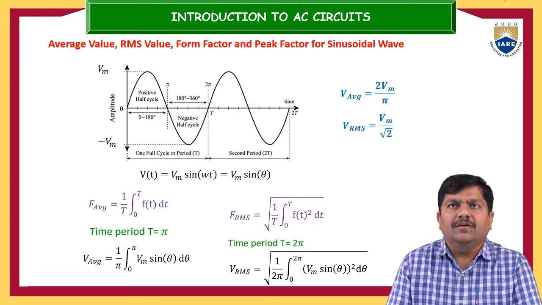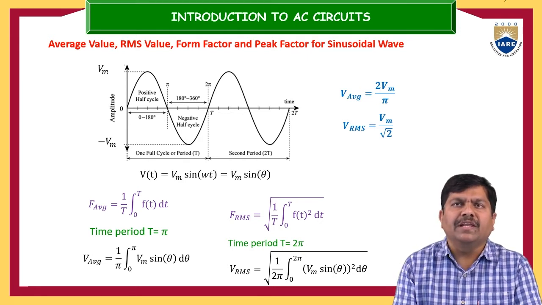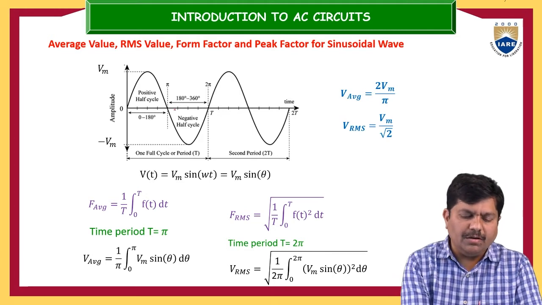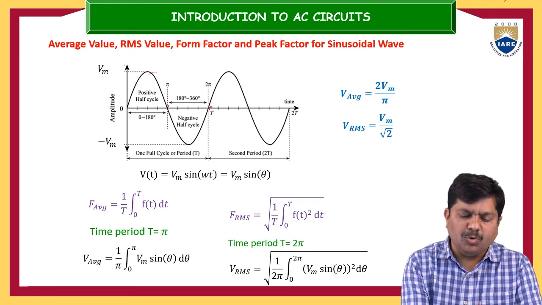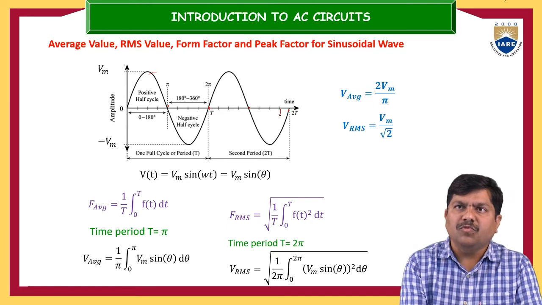So let me take a periodic sinusoidal wave. It has a maximum peak value of V maximum and the negative value is minus V maximum, and it is spread across 2 cycles. I am taking 2 cycles for my convenience. So 0 to pi and pi to 2 pi. Now it makes one complete cycle. Then again from 2 pi to 3 pi, 3 pi to 4 pi. So this is the 4 pi instant, and this is the 3 pi instant.